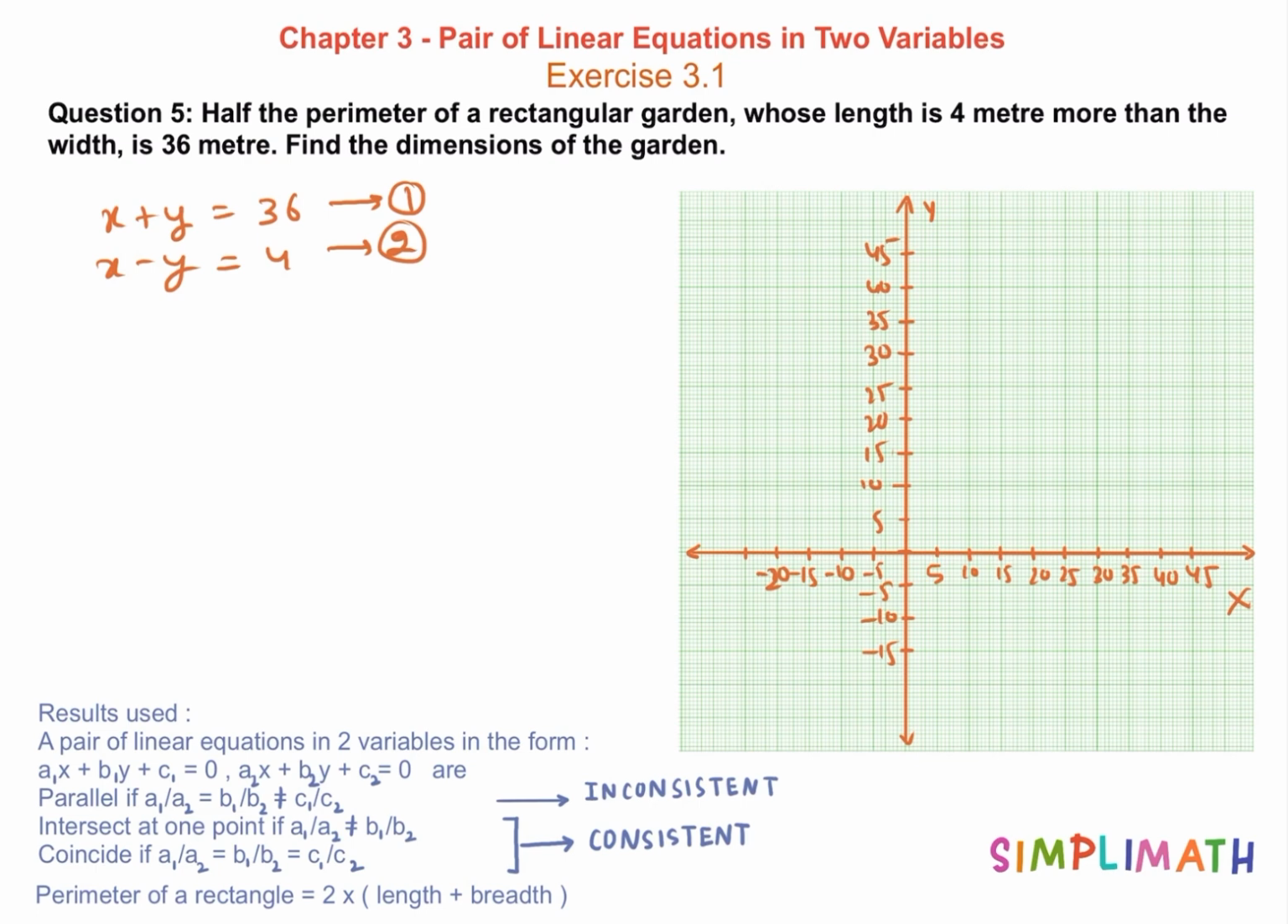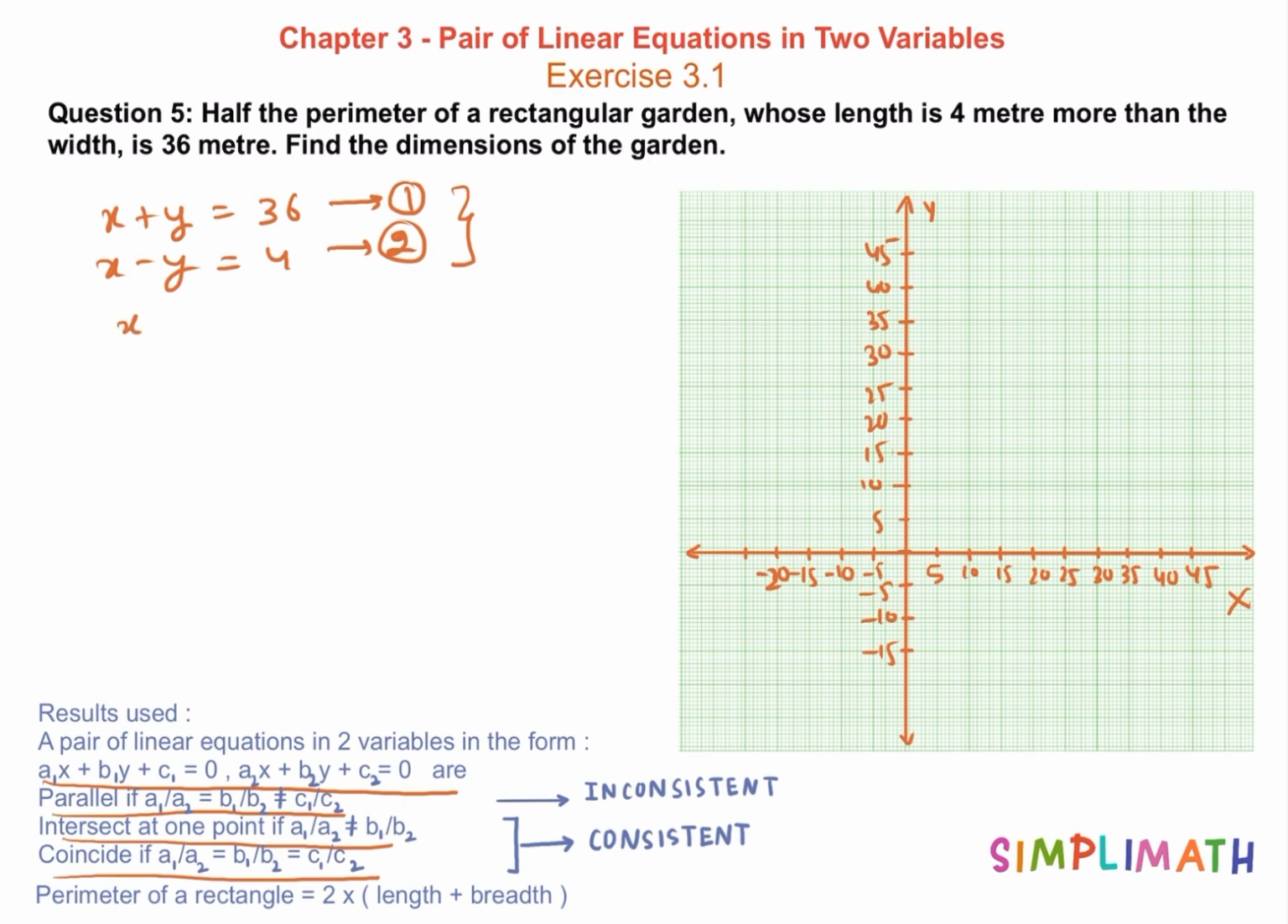Now we know that when the equations are in this general form, they are parallel if a1 by a2 equals b1 by b2 is not equal to c1 by c2. They intersect at one point if a1 by a2 is not equal to b1 by b2, and they coincide if a1 by a2 equals b1 by b2 equals c1 by c2. So now let us first convert them into standard form to check.